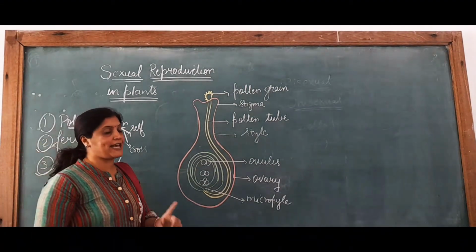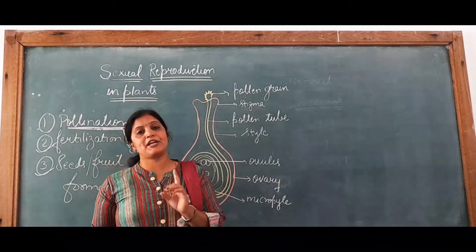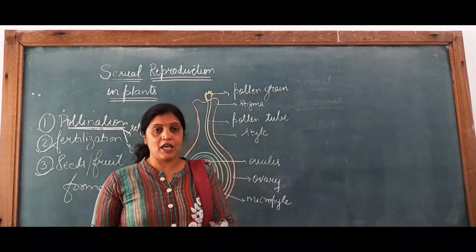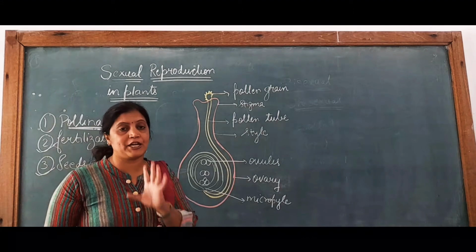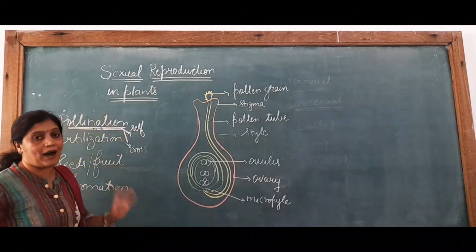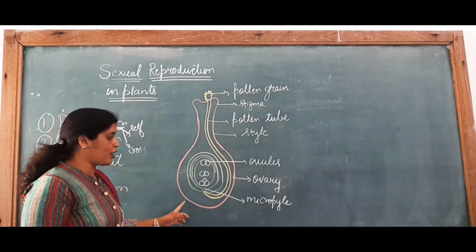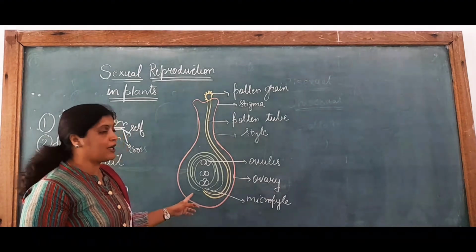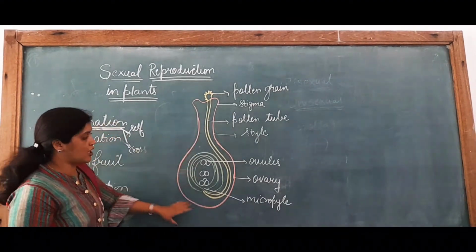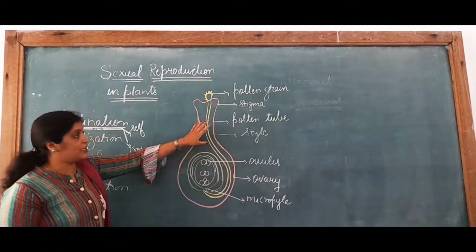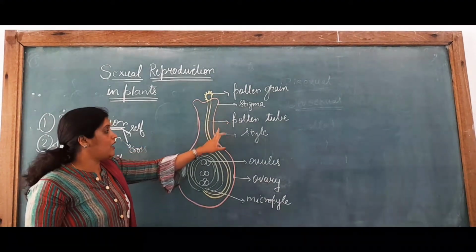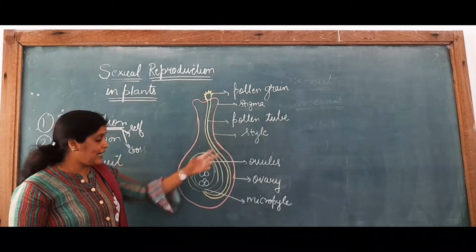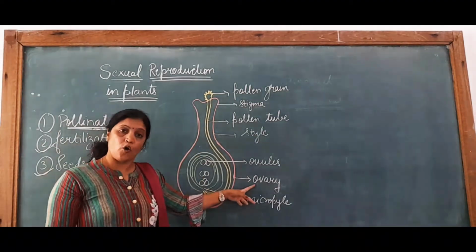Fertilization always takes place in the female reproductive part of the flower. What is the female reproductive part of a flower? Carpel or pistil. So here is the structure of carpel or pistil. The first part, as I told you, the upper part is called stigma. This middle part is called style, and the shallow part is known as ovary.